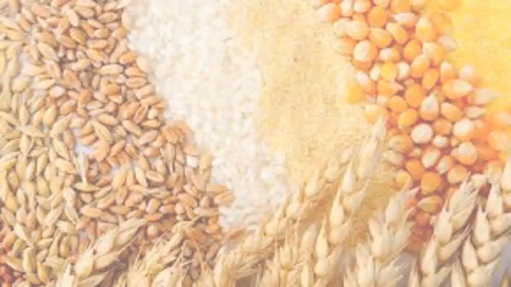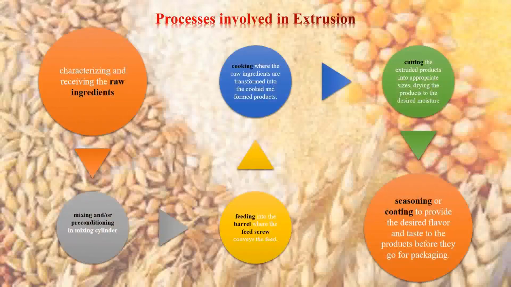Now, after this comes the process involved in the extrusion. The processes involved in the extrusion are, first, characterizing and receiving the raw ingredients, in which sorting out the ingredients is a very important and vital phenomenon, in which all the best of the best ingredients are sorted out.